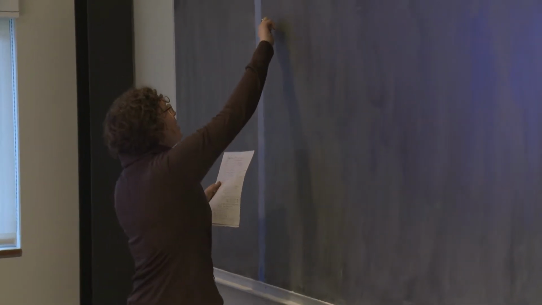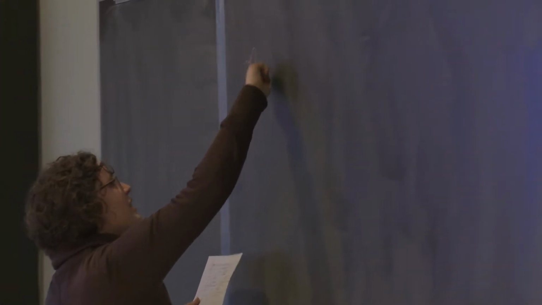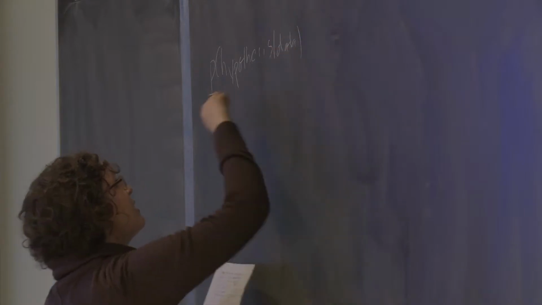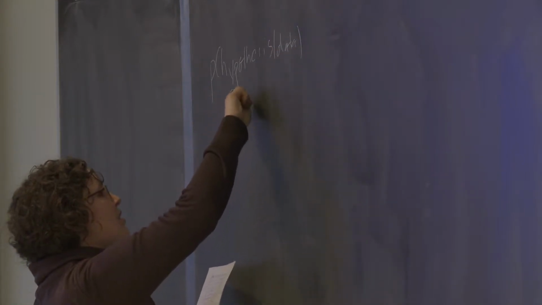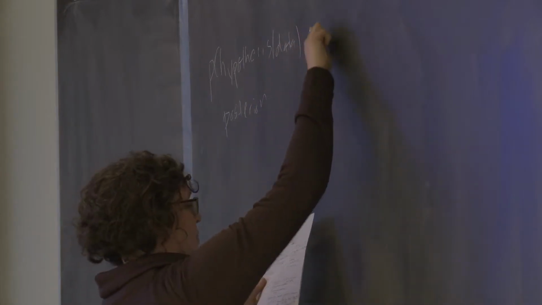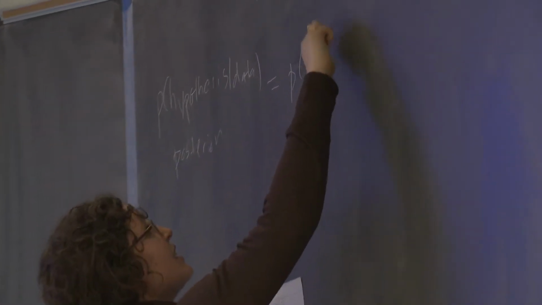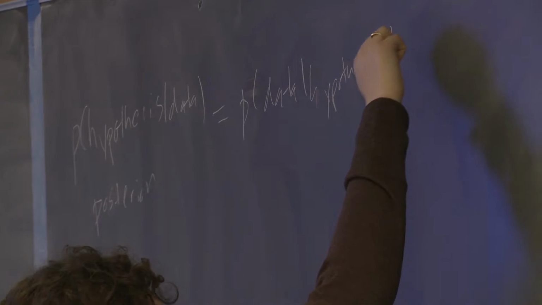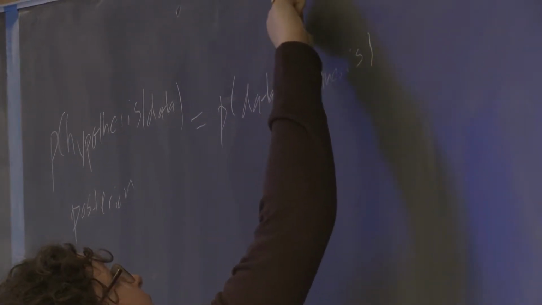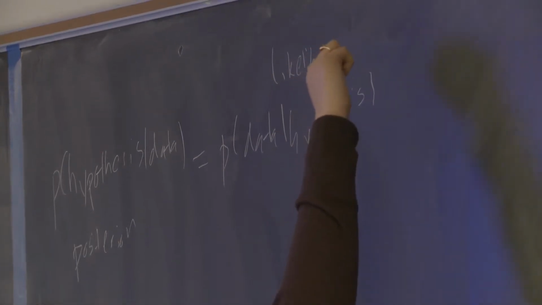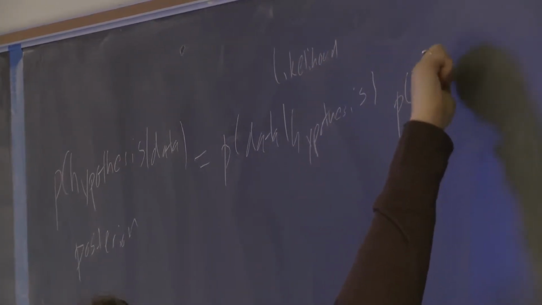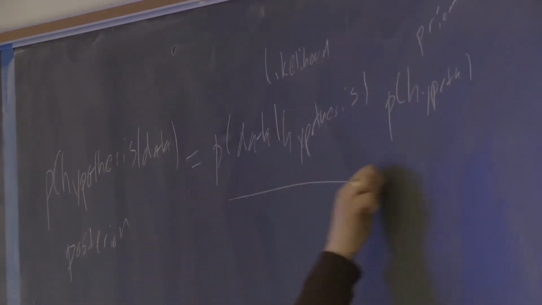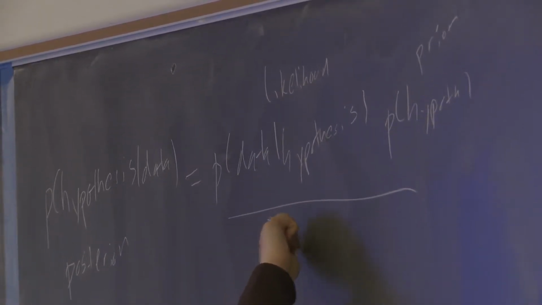So Bayes' theorem: we have the probability of the hypothesis given the data, the posterior distribution, is the probability of the data given the hypothesis, that's the likelihood, times the probability of the hypothesis, which I'll abbreviate as the prior, over the probability of the data. That's the evidence.